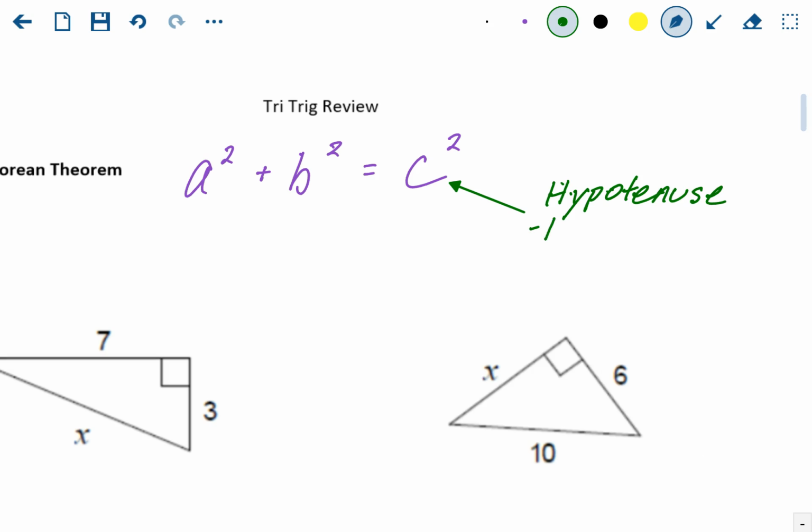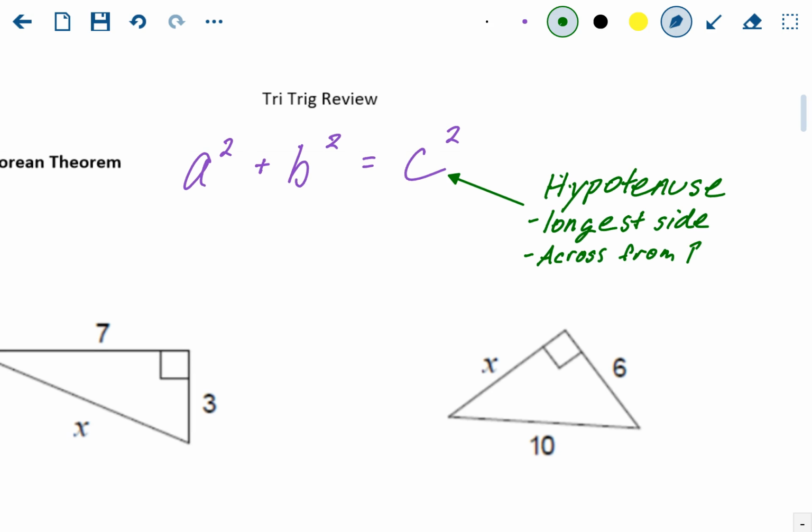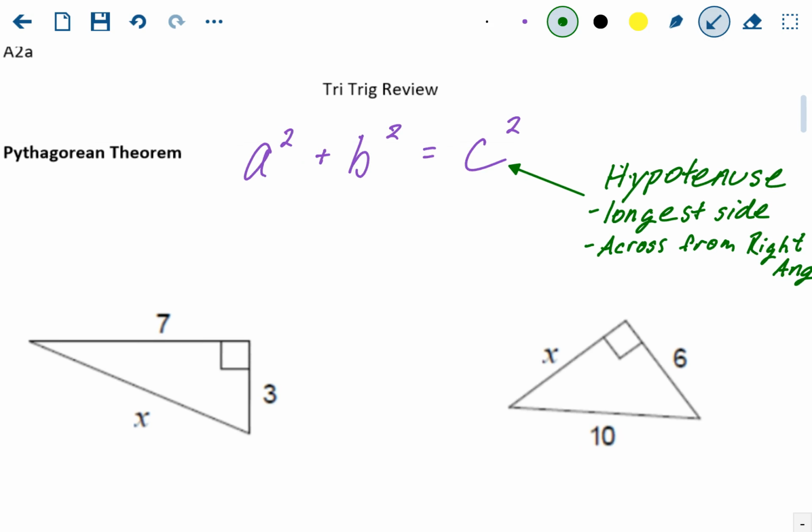It's always the longest side. And on a right triangle, it's always the side across from the right angle. So again, this only works for right triangles right now. All these triangles are going to have a right angle represented by that box in the corner. It's the 90-degree angle. And like I said, the a and the b values don't really matter which one's which, as long as they're not the hypotenuse.